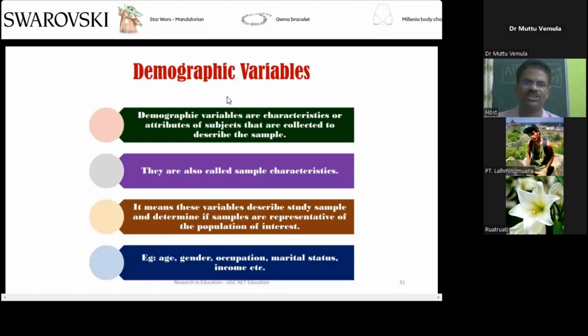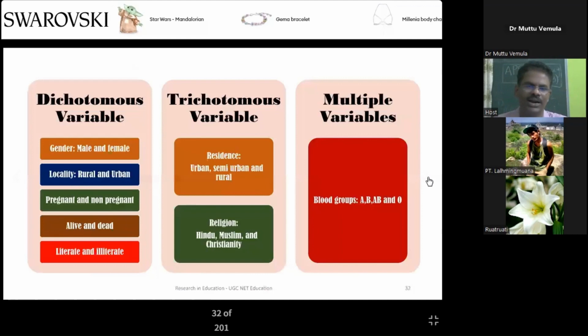So we will see demographic variables are represented in our study. When you say teachers, you don't take only urban teachers, you take urban and rural teachers. If you don't say what level of teachers, you don't take only higher education, you take higher education, intermediate and secondary school teachers. All right.